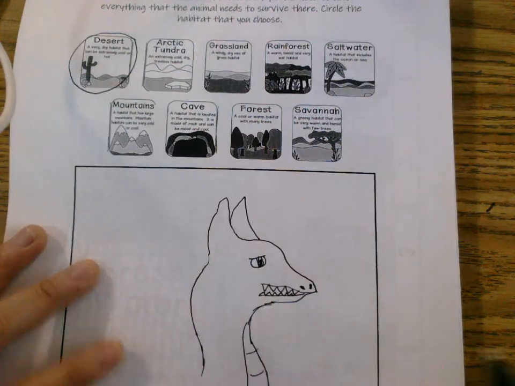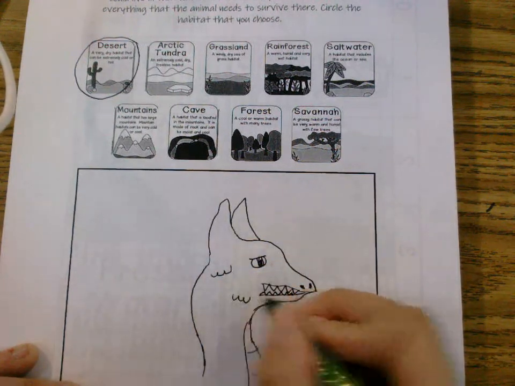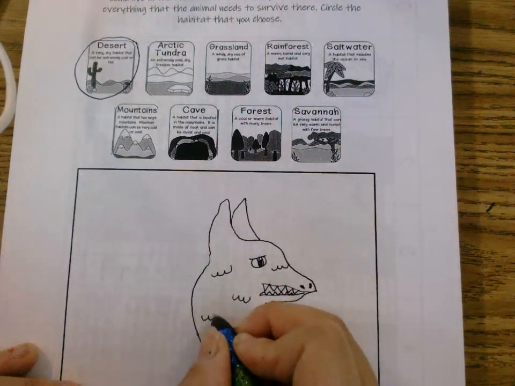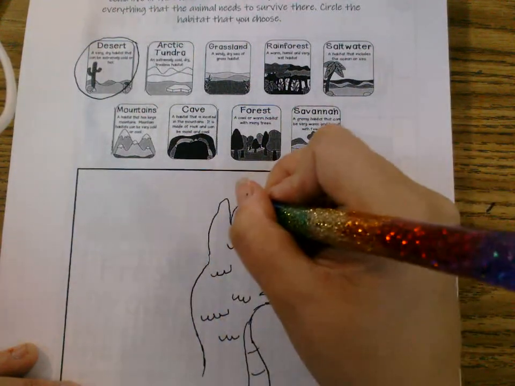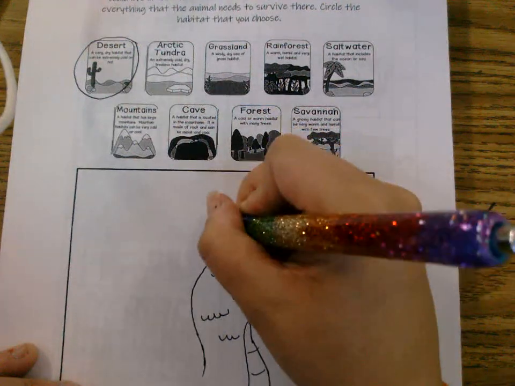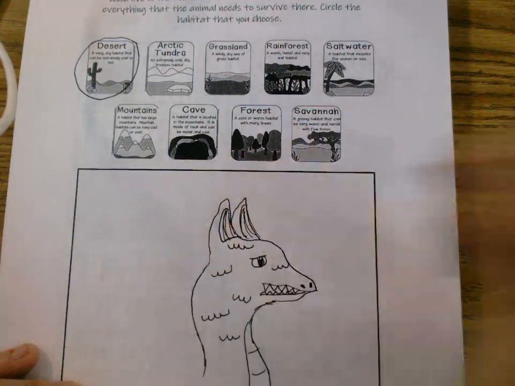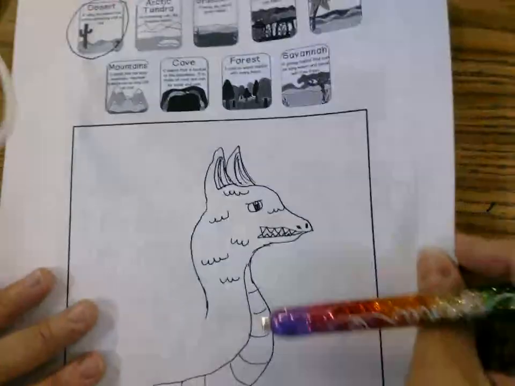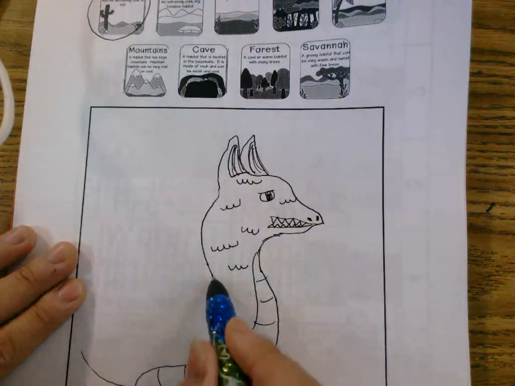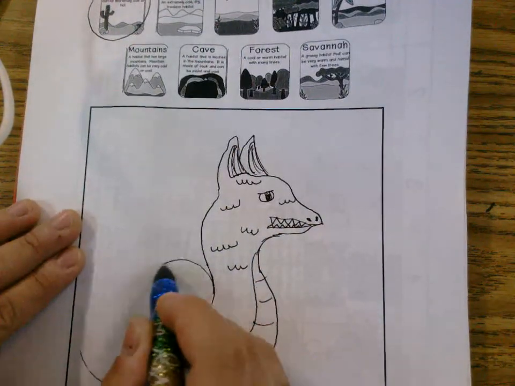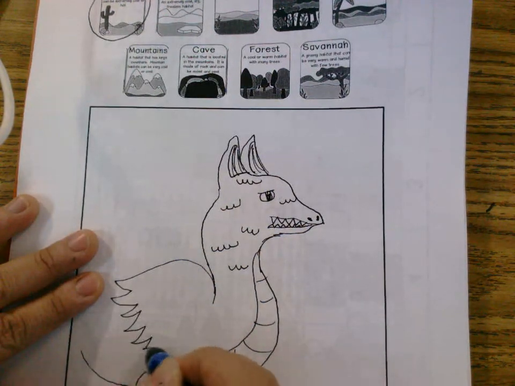So maybe my snake can have some cool powers and some scales that protect it against the heat. Because it's really hot in the desert. Maybe its ears are really big so it can hear all the sounds at night. Alright, so like I said, you're making an animal of some sort that is new. It's up to you. Be creative. I think I'm going to add wings to it. Zigzag lines.